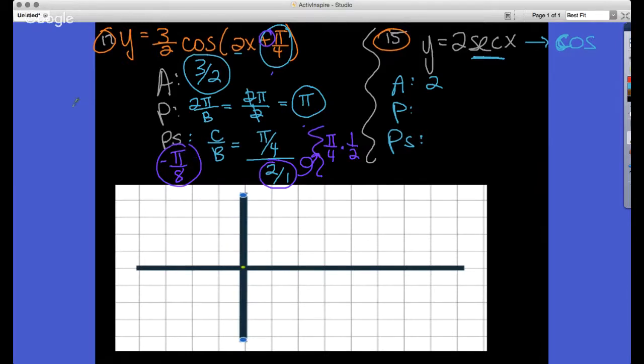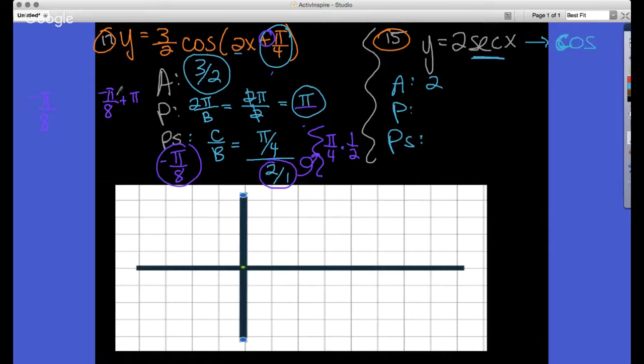Okay, back to the problem. Negative pi over 8. I'm sorry, I'll do it in a different spot. Let's go right here. That's fine. Negative pi over 8 right here is our starting point. And what I'm going to do is add pi. Remember, this is not my ending point. All that means is I'm adding pi to negative pi over 8.